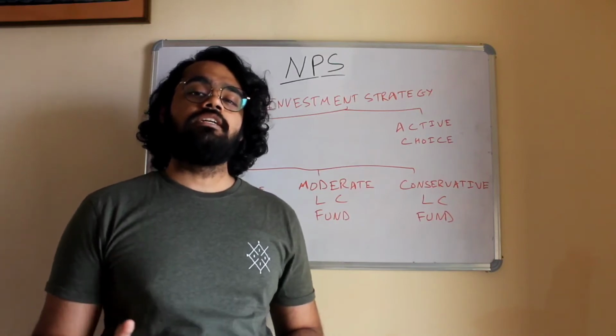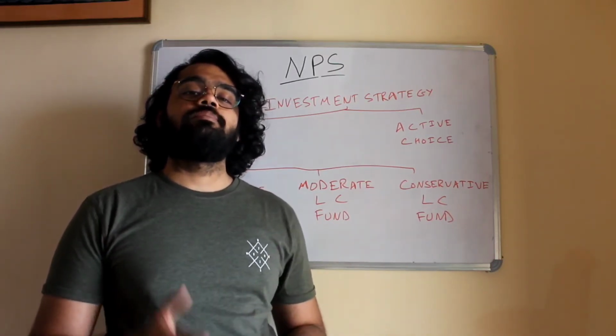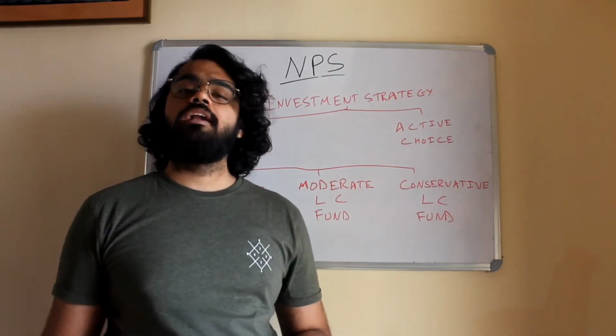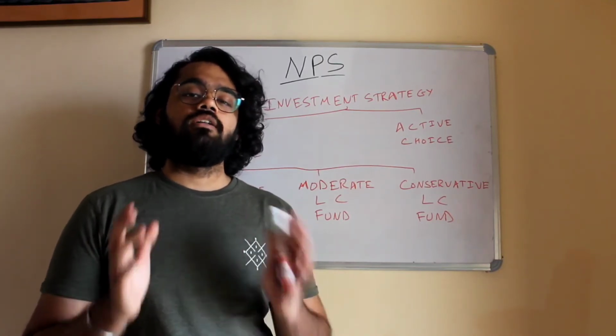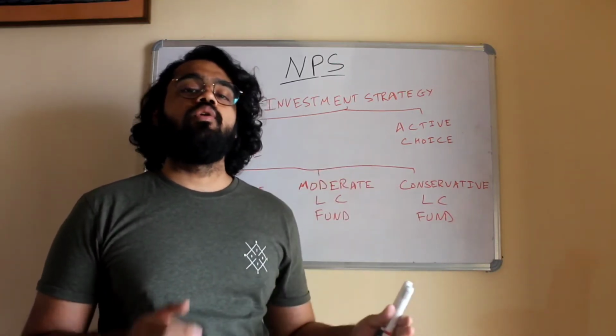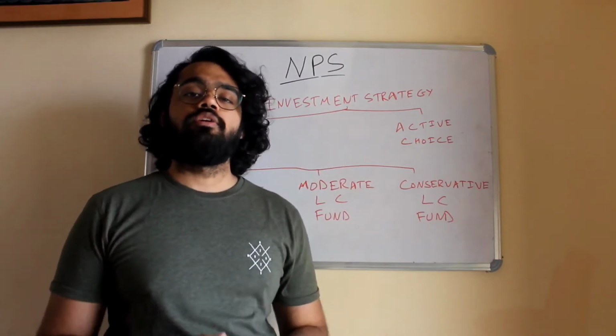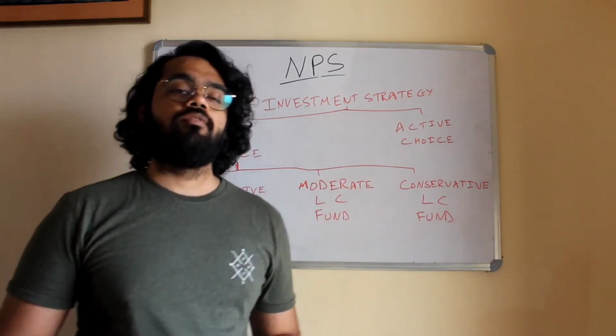Then, as he ages, his investments will automatically move to safer investments, that is corporate bonds and government bonds, because the yield on corporate bonds and government bonds, or returns on them, would be lower as compared to equity, but they are less risky as compared to equity. So this is how auto plan works.